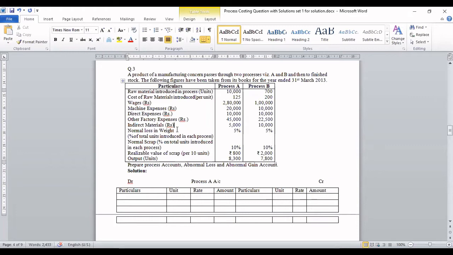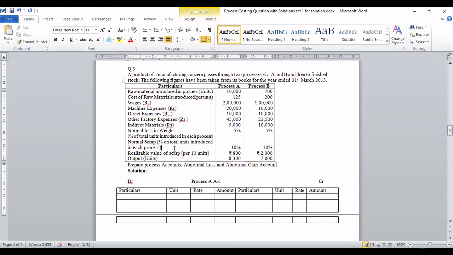Scrap value is given. Very good. But in the last question also we had scrap value, na? Pooja, in the last question also scrap value was there. Okay, rupees is given. Very good. Anything else?